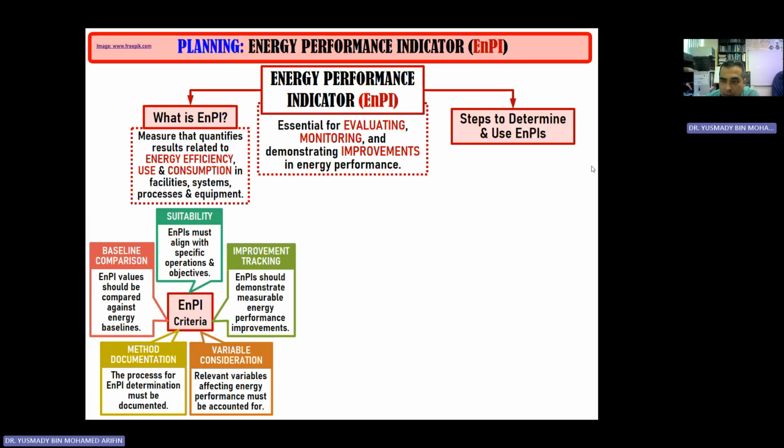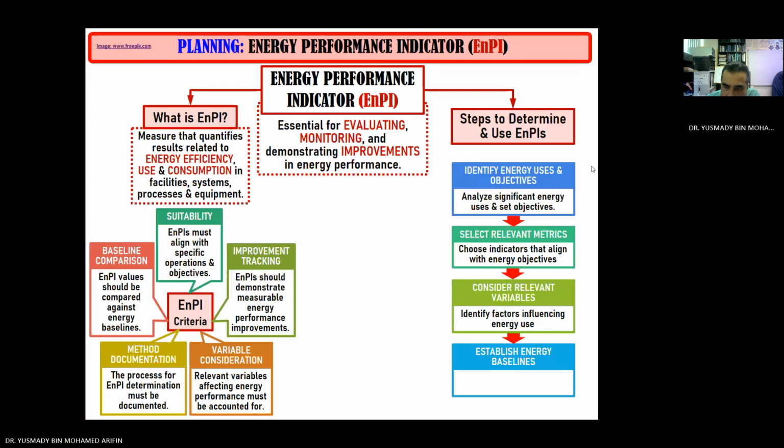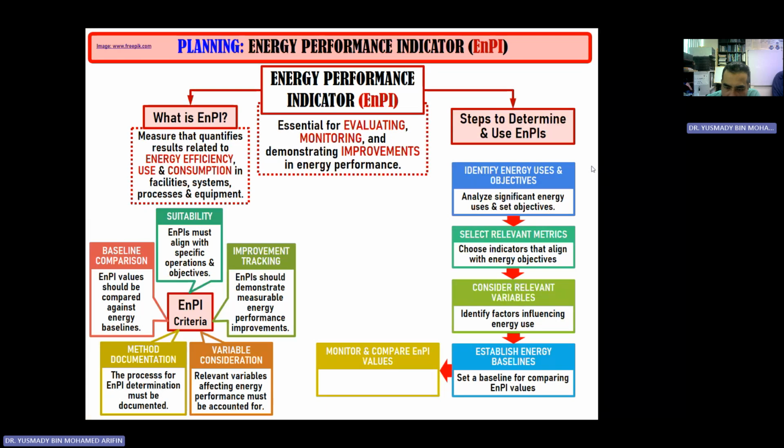Steps to determine and use EnPIs. First, identify energy use and objectives. Analyze significant energy use and set objectives. Number 2, select relevant metrics. Choose indicators that align with energy objectives. Number 3, consider relevant variables. So we need to identify factors influencing the energy use. Number 4, establish energy baseline. Set a baseline for comparing energy performance indicator values. Number 5, monitor and compare EnPI values. So we need to track EnPI values and compare to the baseline. And the last one, we need to update and review EnPI. Periodically review and update EnPI. So these are the steps to determine and use the energy performance indicators.